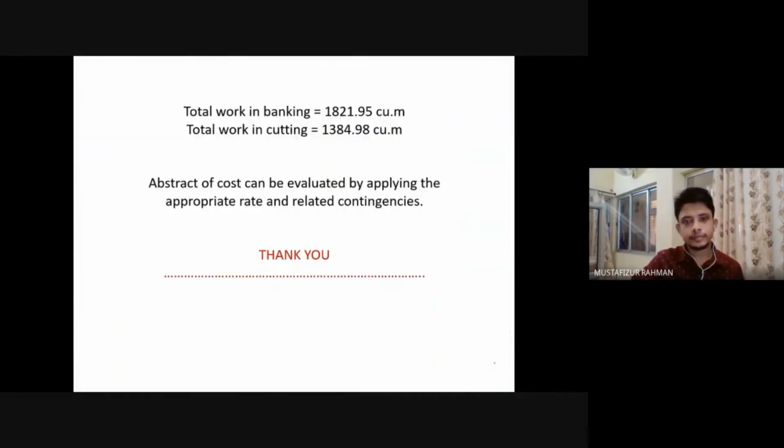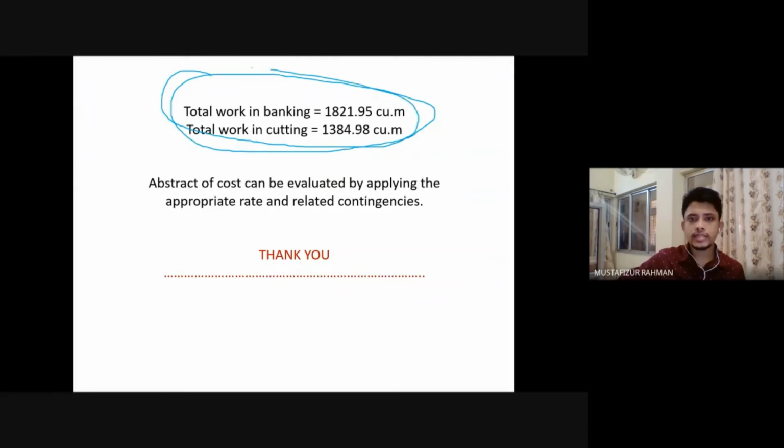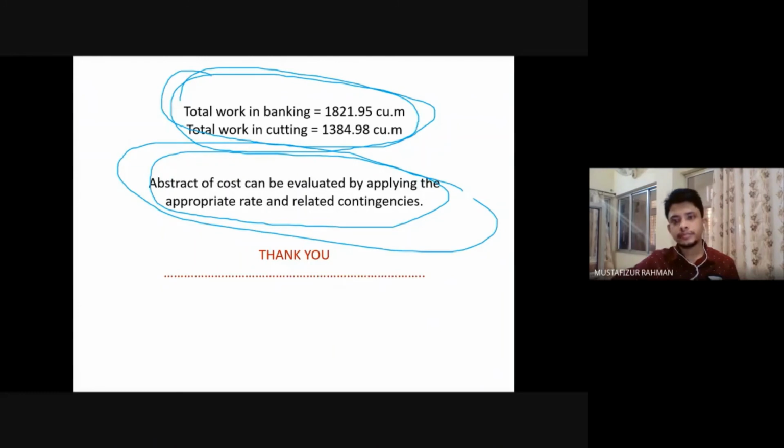So finally we have the banking work and some cutting work. The abstract, of course, we are not finding here in this problem, and this numerical is done.